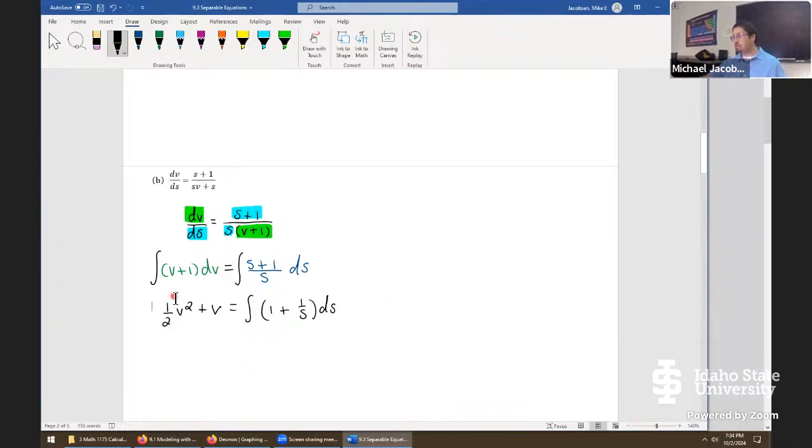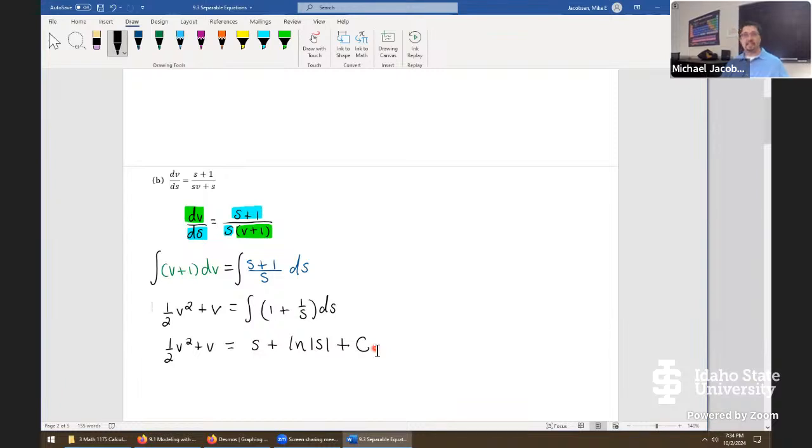So still, we're just copying 1/2 v squared plus v equals, now finally, we're integrating the right-hand side. This is going to turn into s plus the natural logarithm of the absolute value of s plus the constant c of integration. So finally, all integrals are solved. We put it in at that step. Well, any questions, folks, so far?